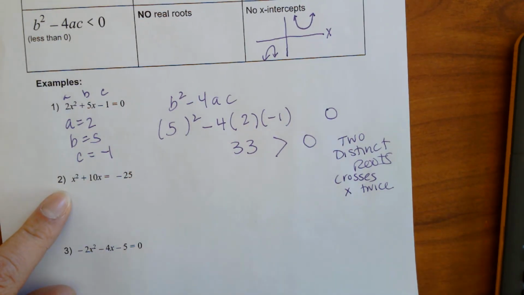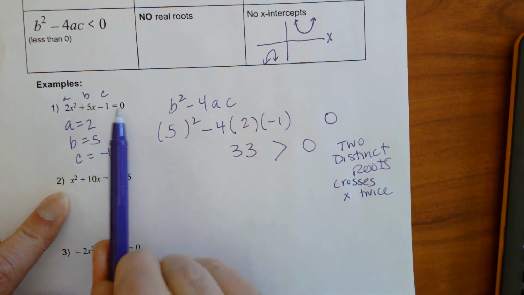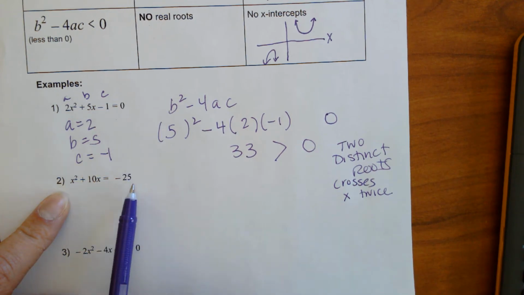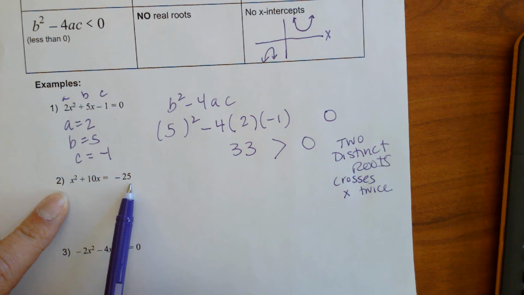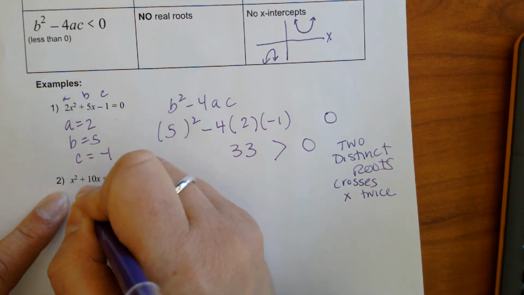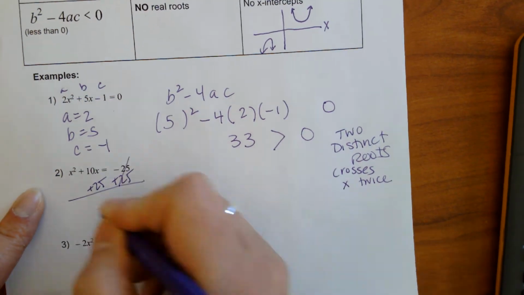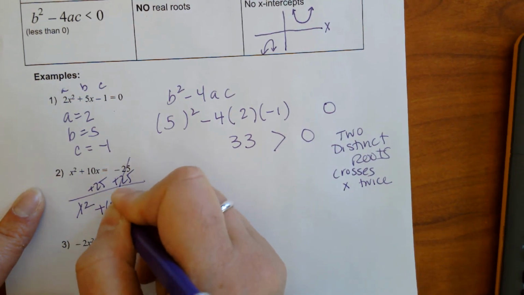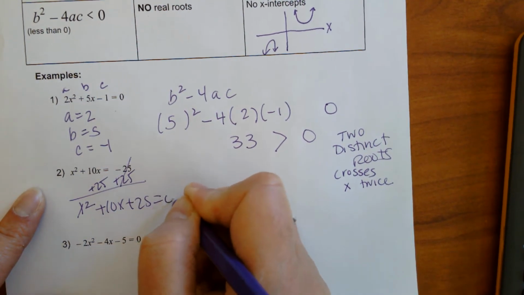All right. Let's do number 2. Now, be careful because remember, it has to be set equal to 0. So what are we going to have to do? We have x squared plus 10x equals -25. Don't assign A, B, and C yet. We have to add 25 to both sides. So x squared plus 10x plus 25 equals 0.